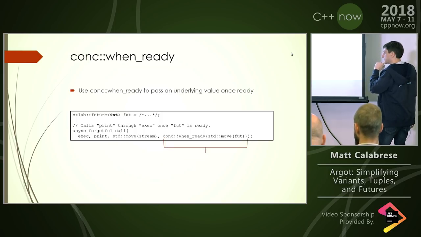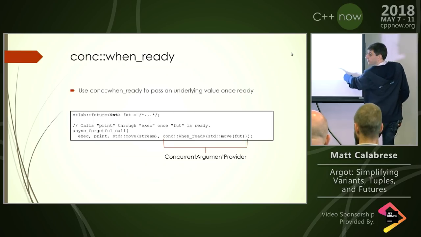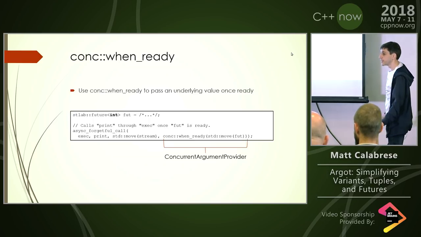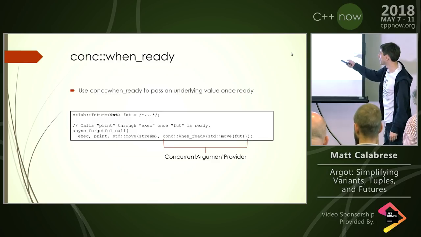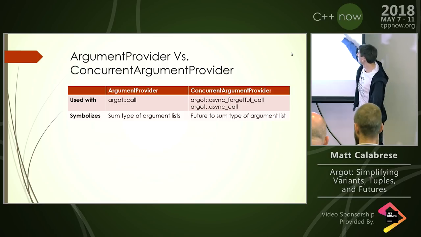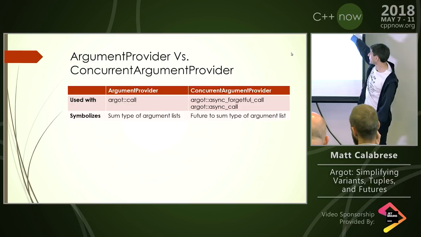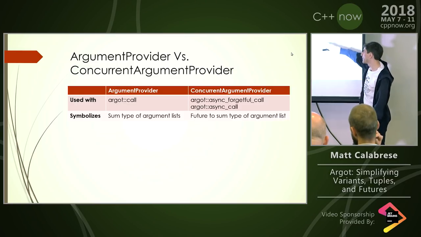Actually, let me see. Okay, so I call the result of this a concurrent argument provider. It's very similar to the argument provider concept, except it has one additional thing, and I'll come back and explain how this works. An argument provider works with Argot call. A concurrent argument provider works with forgetful calls and/or async forgetful calls and async call.